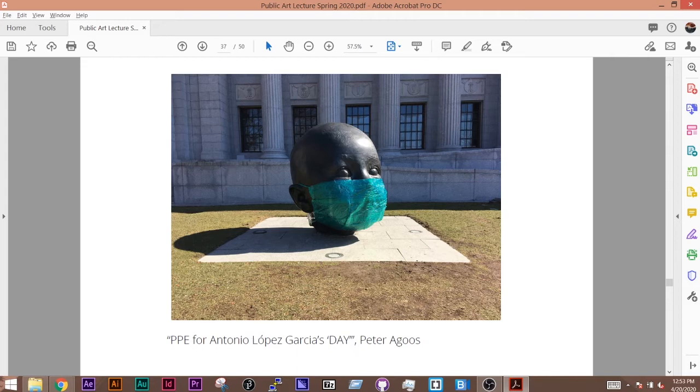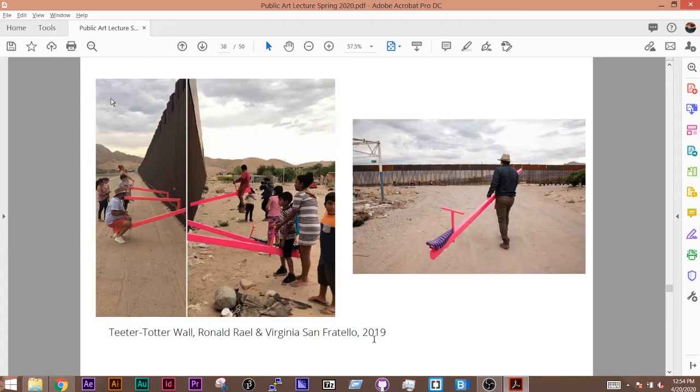More recent investigations into public art include creating PPE for Antonio Lopez Garcia's day. This day sculpture is the one that's actually present outside the MFA in Boston, the Museum of Fine Arts. And this artist, Peter Agus, wanted to give it personal protection equipment in order to raise awareness of this idea that there's a limited supply and doctors and medical staff don't have enough and essential workers don't have enough protective equipment to keep them safe in the current pandemic. And so this way of drawing attention to a current political and health-oriented climate.